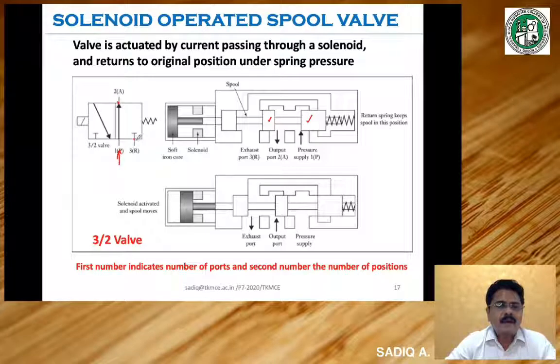Since the valve has 3 ports, 3 openings and 2 positions, we can call it a 3/2 valve. 3/2 is a standard method by which industries represent kinds of valves. The first number represents the number of port openings and the second number represents the number of positions in the valve. 3/2 stands for 3 port 2 position valves.